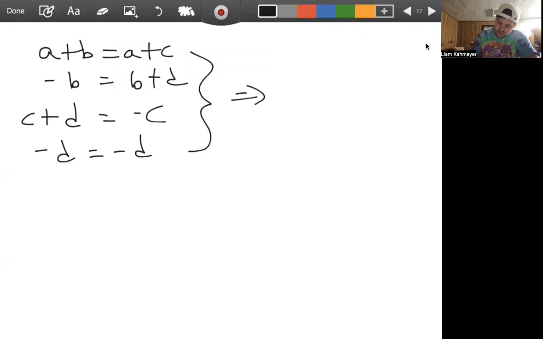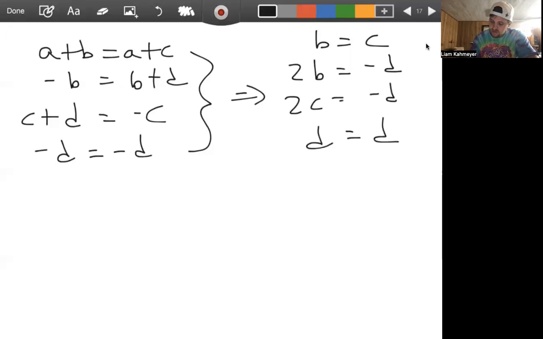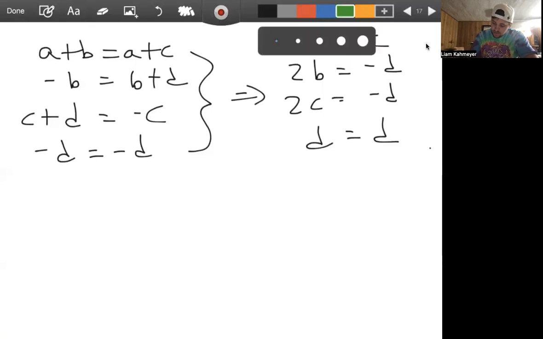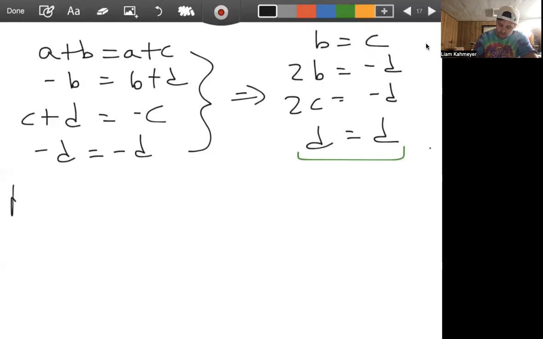What does all of this tell us? Well, this tells us that b equals c, that 2b equals -d, that 2c equals -d, and then that d equals d. You'll notice we have two free variables here. We have d equals d, that gives us a free variable, and then the a's vanish everywhere, so a can be whatever it wants, and we have no restriction. So let's introduce some parameters here.